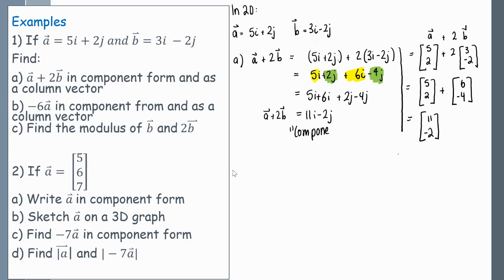Notice that these are the same answers. We get the same vector, just in component and column form. The next question says compute -6 times a.